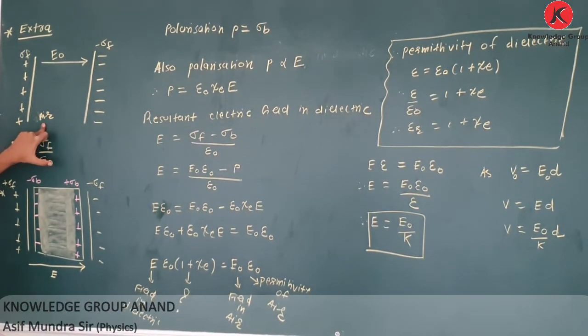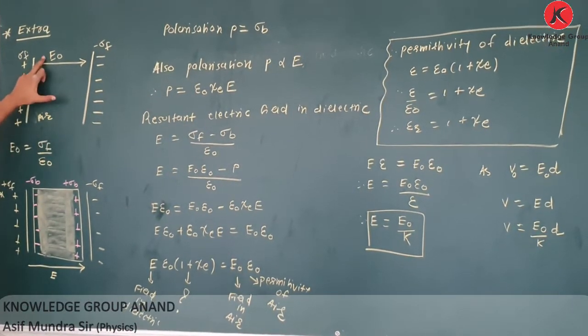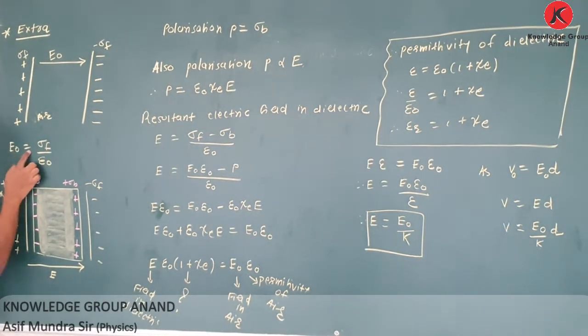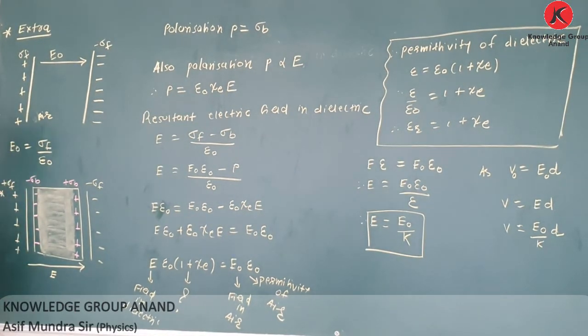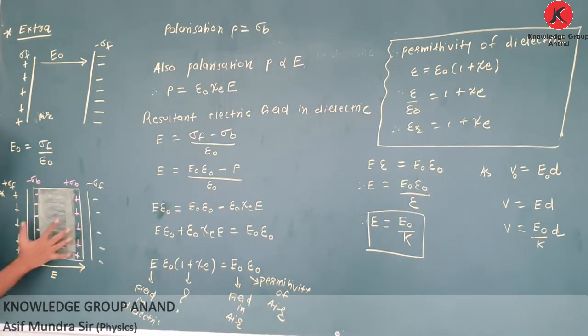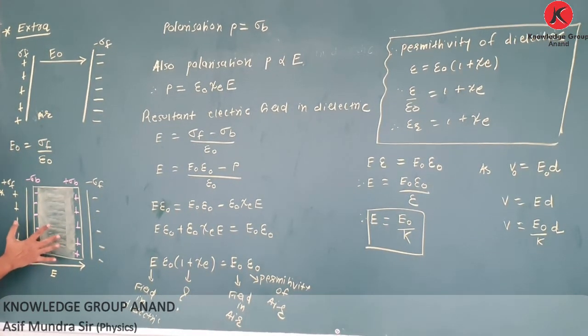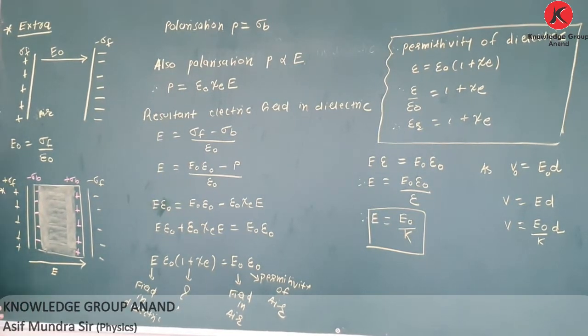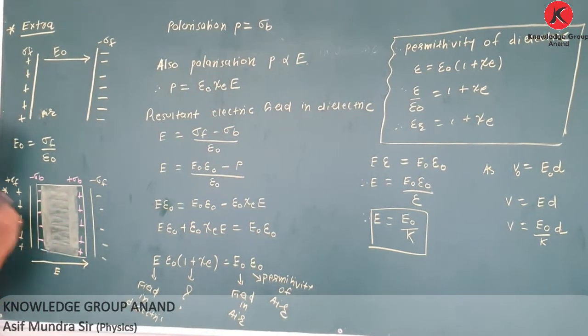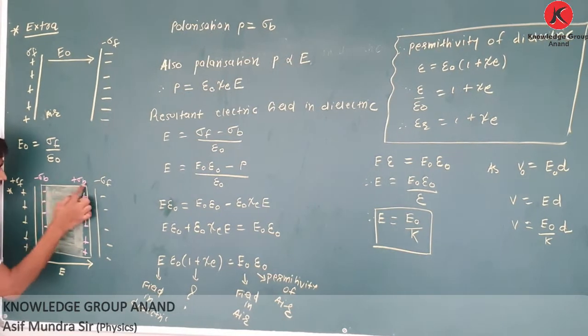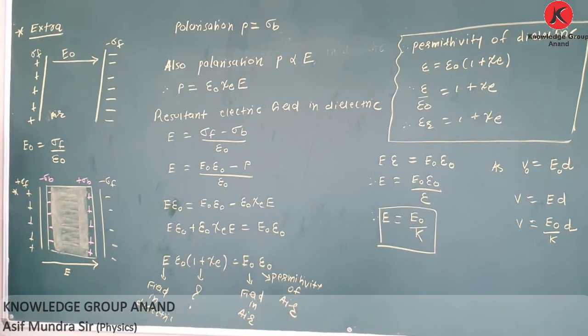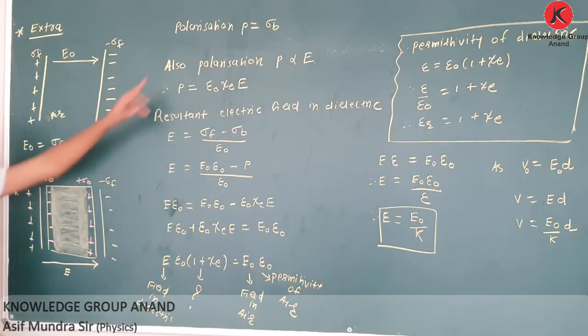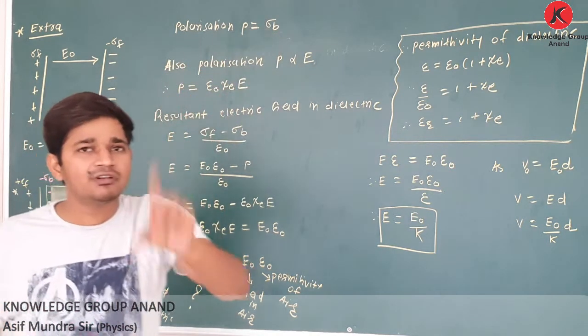If the medium between them is air, the electric field is E0. E0 is equal to sigma f upon epsilon 0. Now if you place any dielectric, polar or non-polar, the effect will be the same. Then due to this external electric field, the dielectric is polarized, and bound charges minus sigma b and plus sigma b are induced. Polarization P is equal to sigma b, we have already derived.